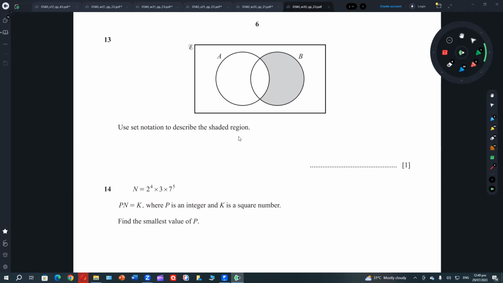Use set notation to describe the shaded region. Now that's a tricky question because this time the examiner has shaded the sets and he wants us to find the expression. This is a clever question because it challenges every good student. You have to think that what he has shaded is only B. So if he has shaded B, has he excluded A? Yes. So first I write A prime.